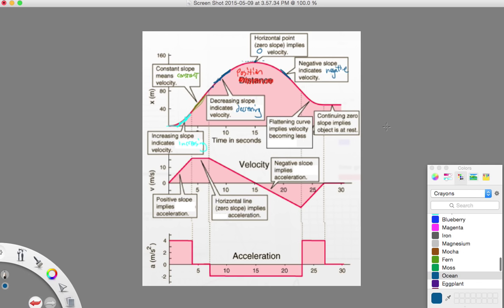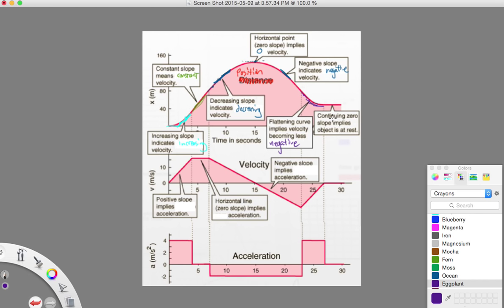All right, let's use a different color now. Use eggplant. Flattening curve implies velocity becoming less. So here we go. This curve, the slope was here. Now the slope is here. Now the slope is here. Now the slope is here. You can see that the slope is changing. It was negative. Now it's less negative, becoming less negative. Continuing with zero slope implies the object is at rest. That's great. That whole statement's fantastic.